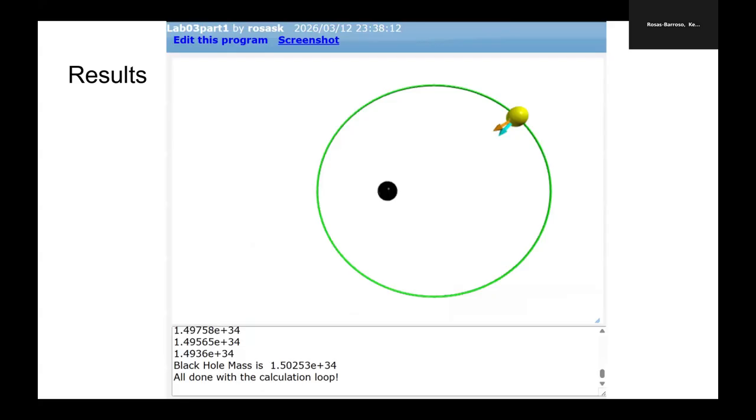And in terms of my results for Part 1, this image shows the simulated orbit of the star around the black hole. Because the orbit is elliptical, the gravitational force changes as the star moves closer or farther from the black hole. The program calculates the black hole's mass at multiple points and then averages all of the masses to get the final result. The calculated mass that I got was approximately 1.5 times 10 to the 34 kilograms.